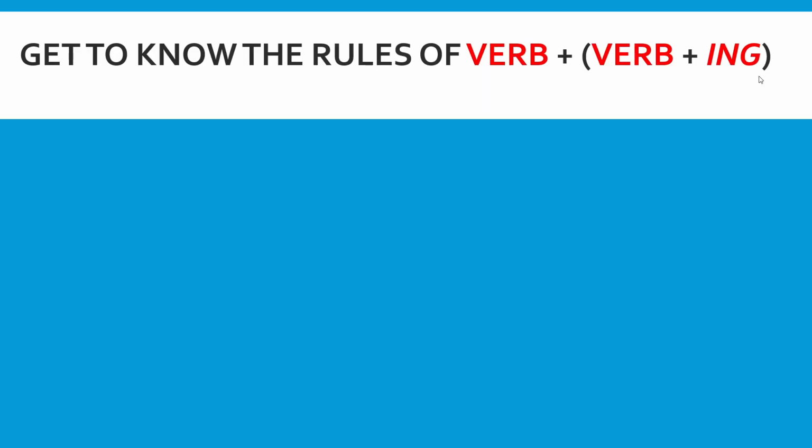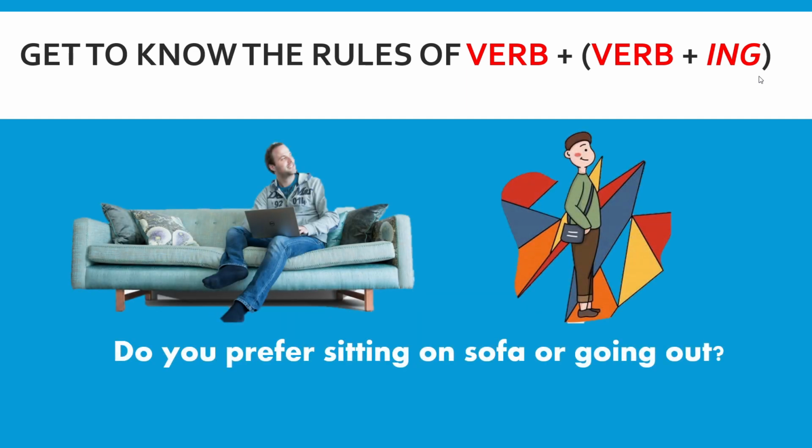Now, let's get to know first the rules of verb plus ing. Take a look at this picture as well as the sentence or question here. Do you prefer sitting on sofa or going out? Can you see which part of this sentence has the rules of verb plus ing? Let's look slightly closer to the question. Do you prefer? Now prefer is a verb, sitting is a verb plus ing. So this obviously has applied verb plus ing.